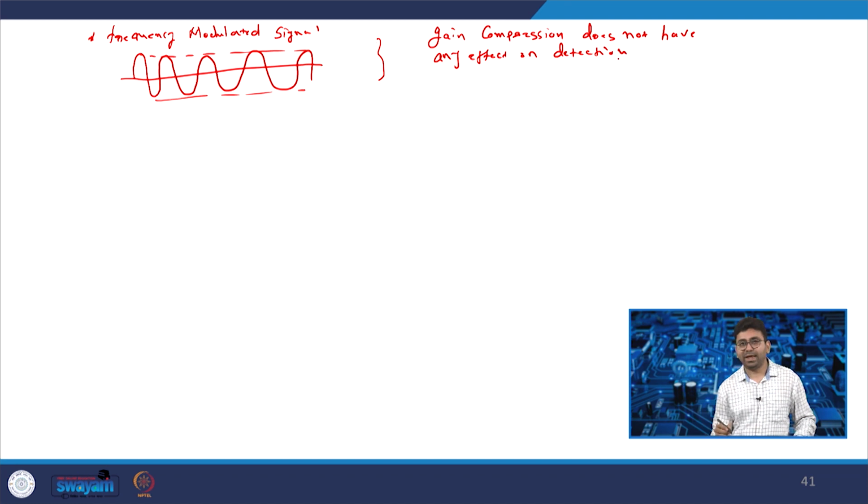because the ultimate aim of the RF receiver is to detect the signal with the correct information. Here there is no information in the amplitude, and gain compression is related to the amplitude. If we are using a frequency modulated signal, then we do not need to worry too much about gain compression. So, that will tolerate the system.